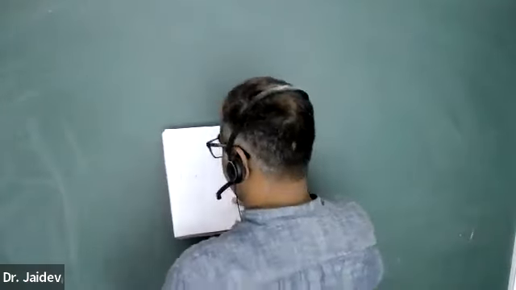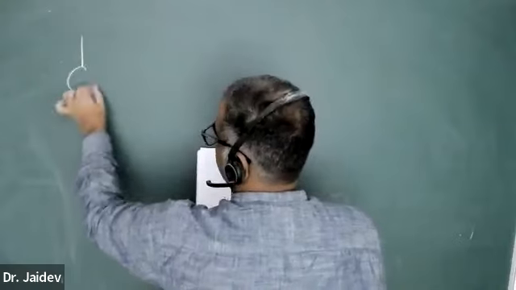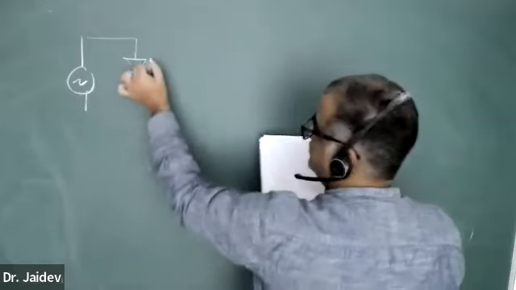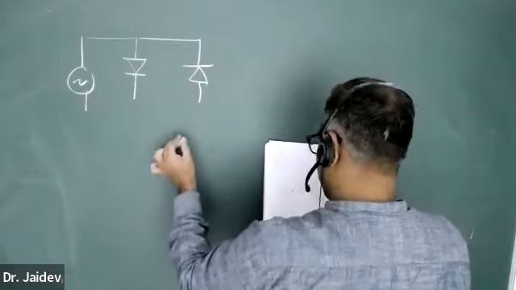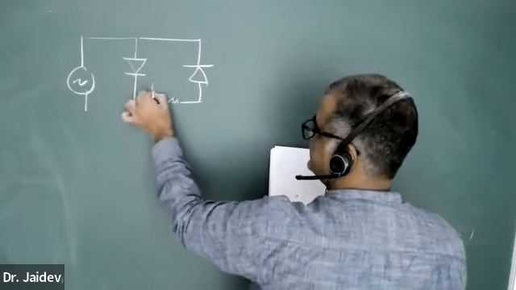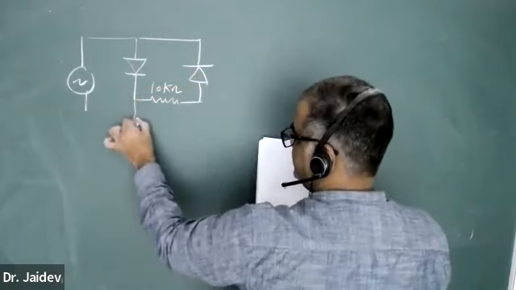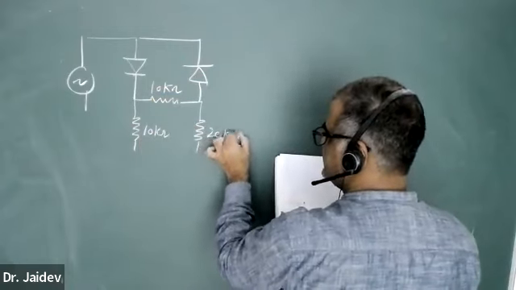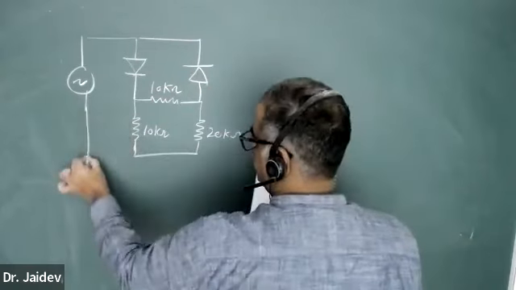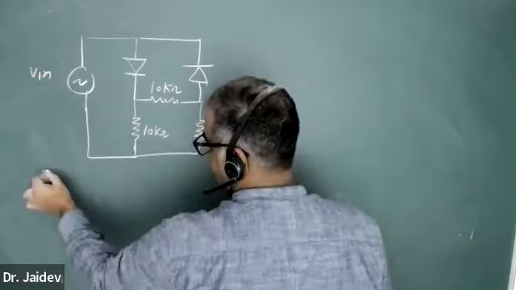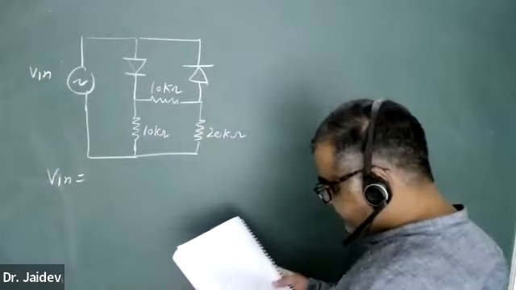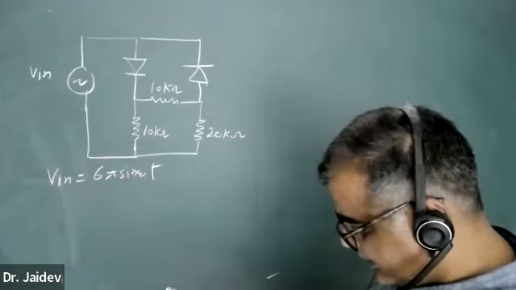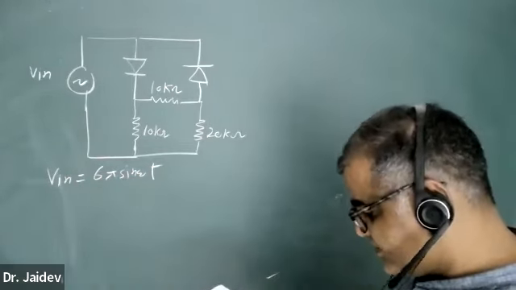So now I'm giving you a simple circuit, not very tough. This is the sine source. This is your diode, and here you have one more diode. Then I am putting a 10 kilo ohm resistance here, another 10 kilo ohm resistance here, and here a 20 kilo ohm resistance. This is my V input, which is a sine wave. I am only giving the magnitude, that is 6 pi sine omega t.